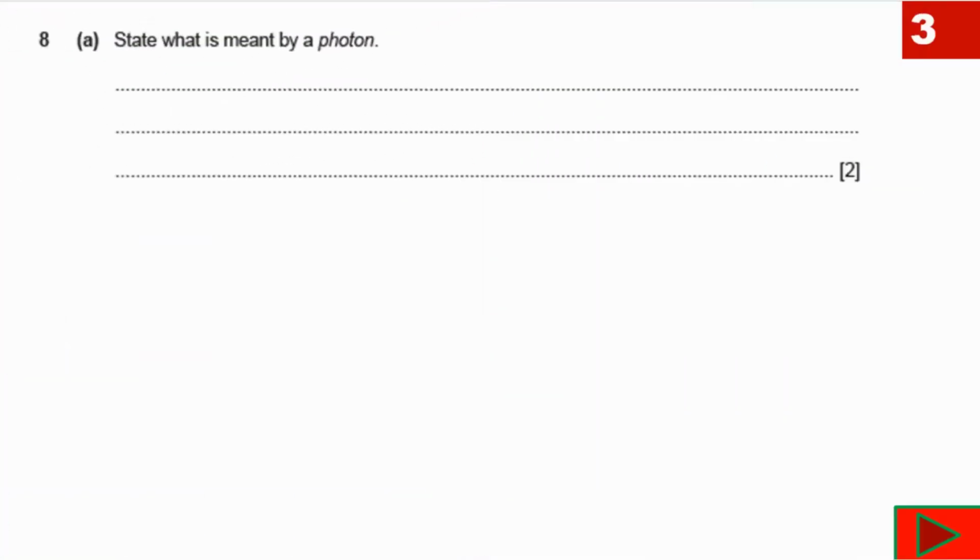Part A is simply asking us what is meant by a photon, and this is a very common question from quantum physics, or I can simply say it's a kind of typical question from this topic. The total number of marks for this question is 2, and most of the time students will just get 1 mark, because they don't understand how to define it in a proper way or how to write a proper answer for this question. Let me explain to you how you can write a proper answer to get 2 marks.